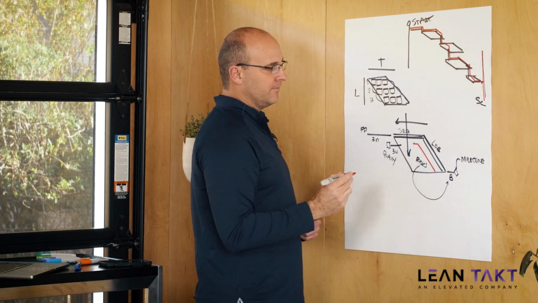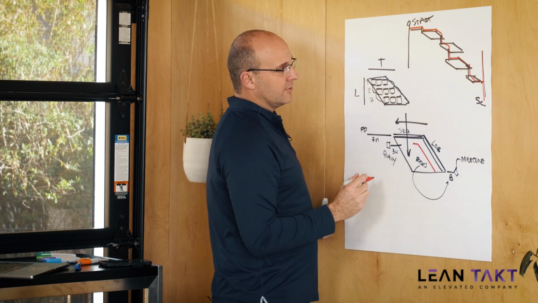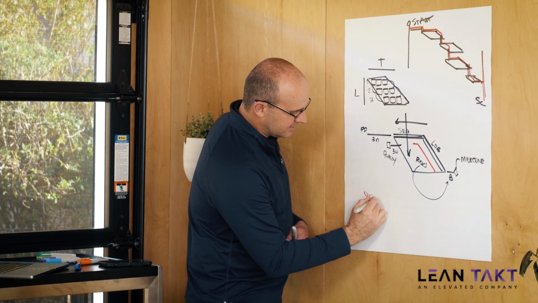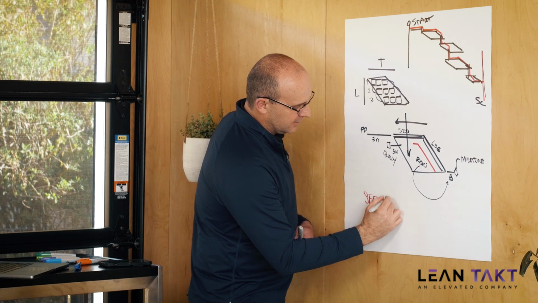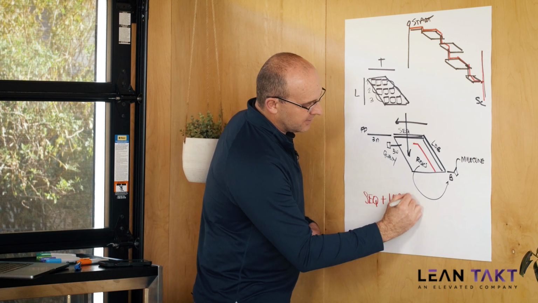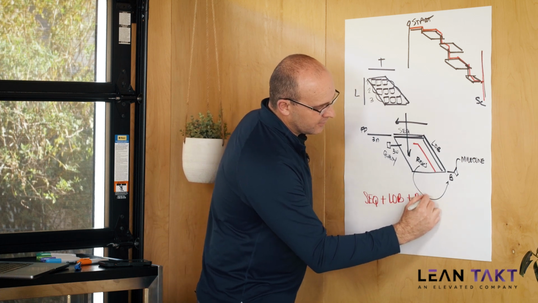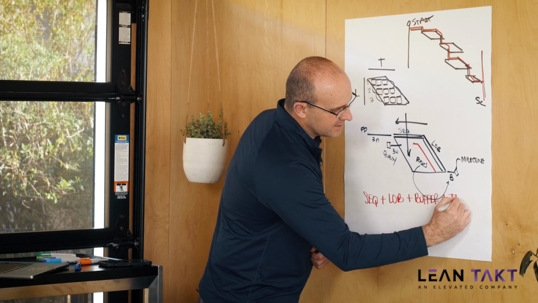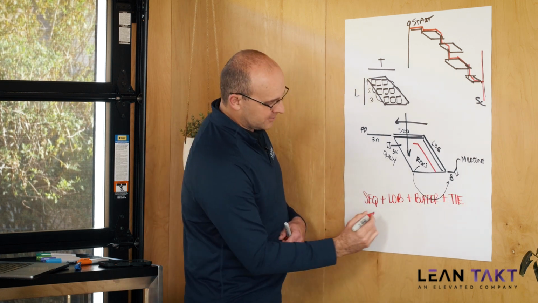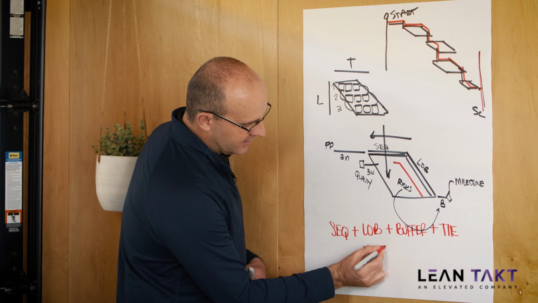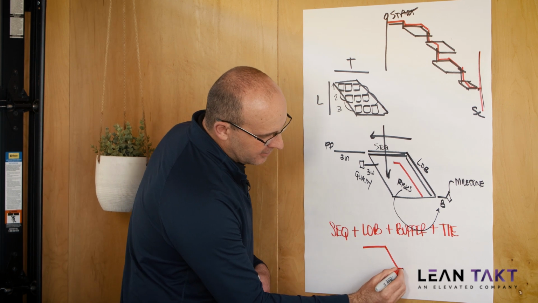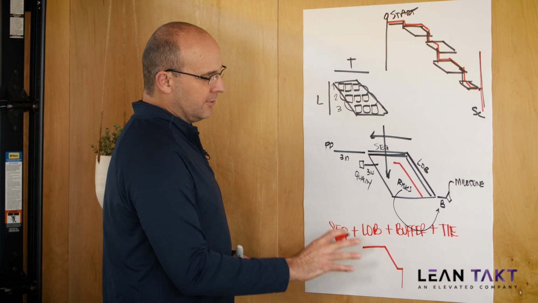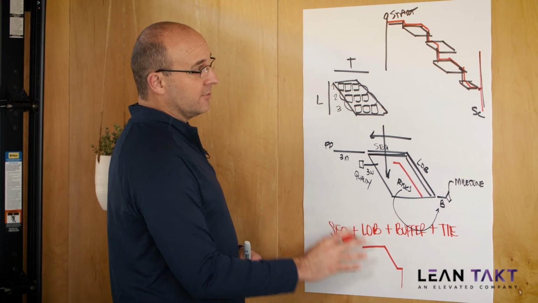So everything on a path of critical flow will be this formula. It will be the sequence plus your line of balance plus your buffer plus your, and I'll just put tie here at the end. And so what that means is the sequence of the phase, your line of balance, the buffer at the end, and the tie to another phase. That's always going to be your building blocks for your path of critical flow.